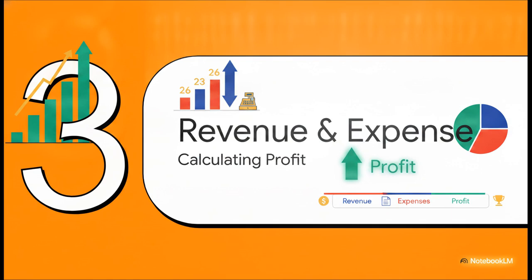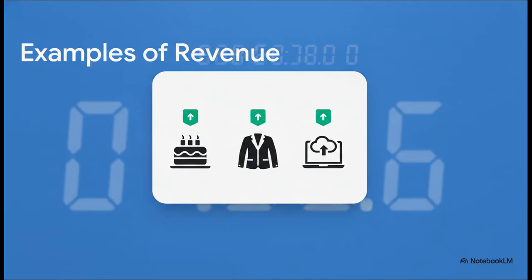Moving right along to Section 3, Revenue, Expenses, and Profit. So how do we actually figure that out? It's incredibly elegant in its simplicity once you break down the pieces. Let's start with revenue. Revenue is simply the money you earn from selling your goods or services. If you run a bakery and you sell a bunch of cakes, that money is revenue. Clothing store selling jackets, revenue. A software company selling monthly subscriptions, you guessed it, revenue.